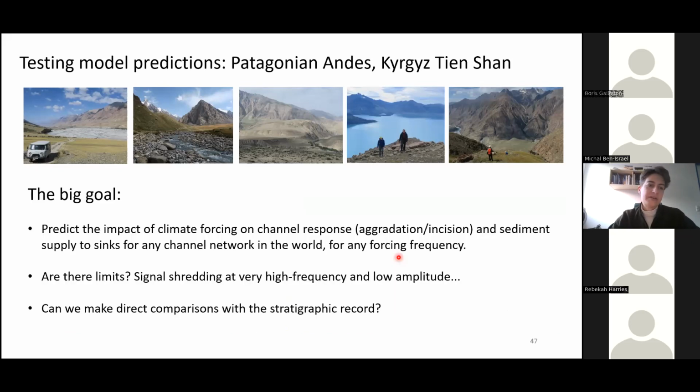So what are the goals? Eventually, we'd like to try to predict the impact of climate forcing on channel response. That means aggradation and incision, and sediment supply to sinks for any channel network in the world for any forcing frequency. And that's probably a little overly ambitious. There probably are limits, right? So signal shredding is probably happening at higher frequency and lower amplitude of forcing. These are the kinds of processes that will just add a lot of noise that are very difficult to predict.